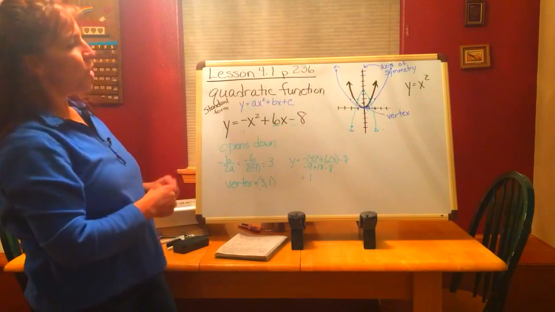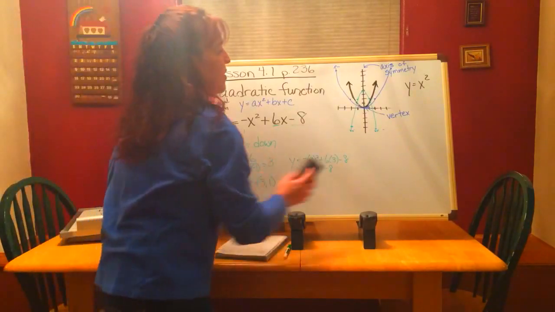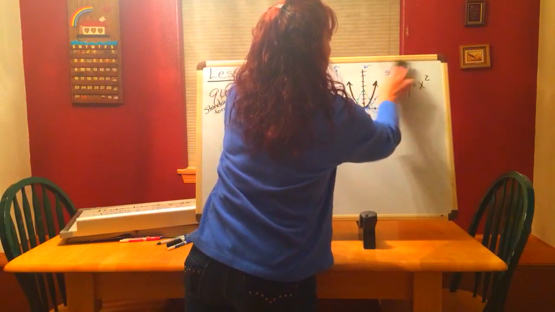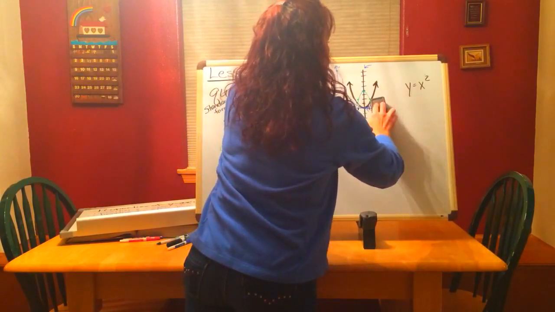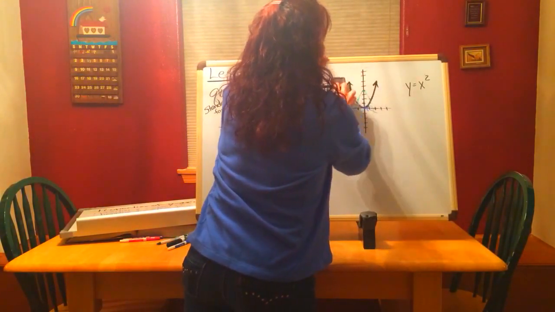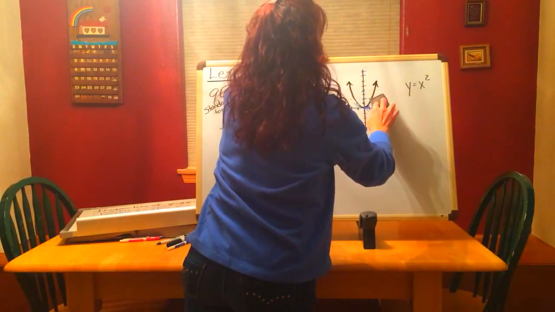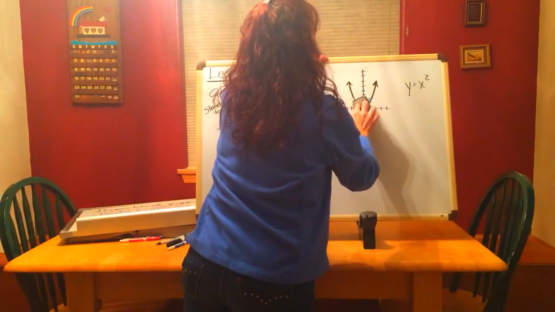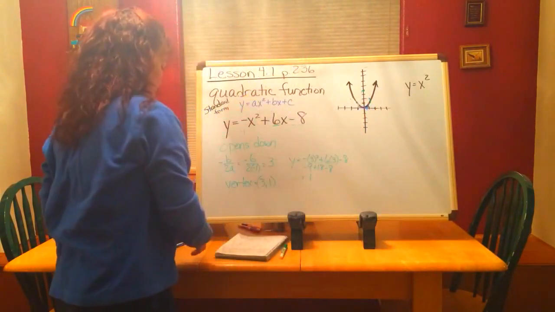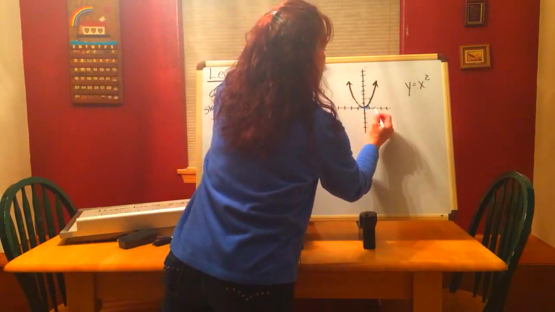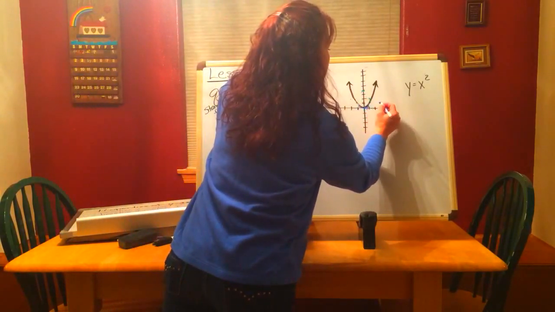All right, so now what we have. See if I can neaten this up a little bit so that our graph isn't quite so. I'll see if I can find a way to do graphs on this board better. All right, so then our vertex is going to be at (3, 1). 1, 2, 3 over, 1 up.